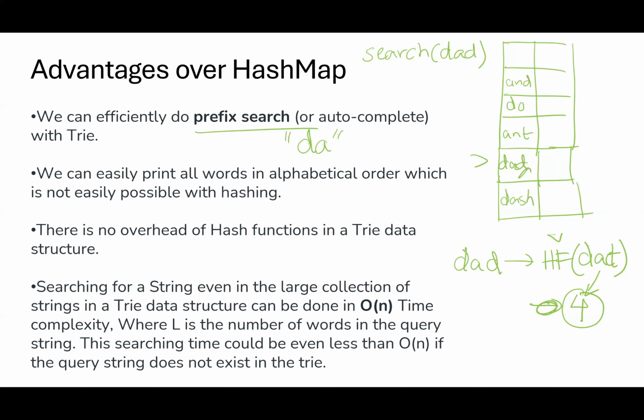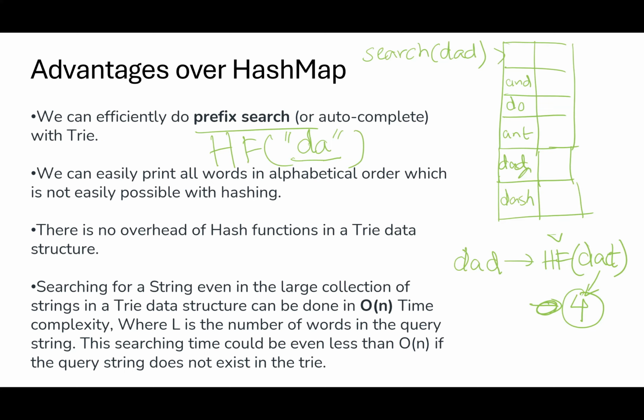Now you are in a problem because you cannot just apply a hash function on DA, right? In that case, DA is not necessarily taking you here. So putting a hash function on DA is not necessarily taking you here or here. It may take you somewhere else. It may take you here, right? Because this is a different word. So prefix search is not working.